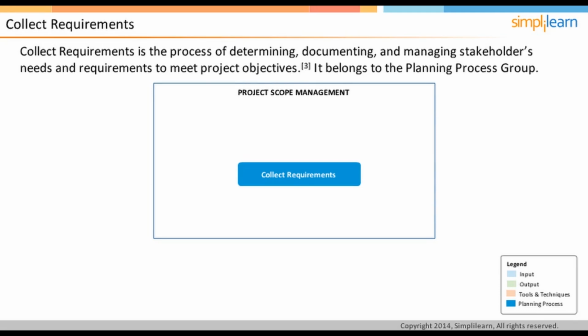Collect requirements is the second of the 6 project scope management processes. It is the process of defining and documenting stakeholders' needs to meet the project objectives. Let us look at the inputs to this process.